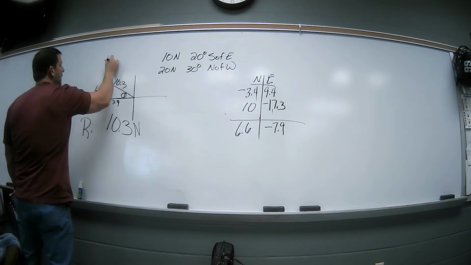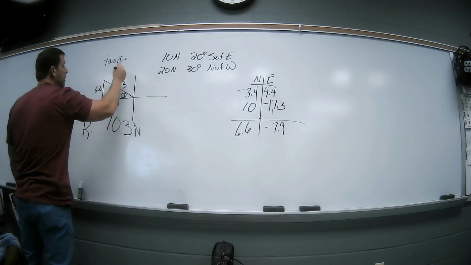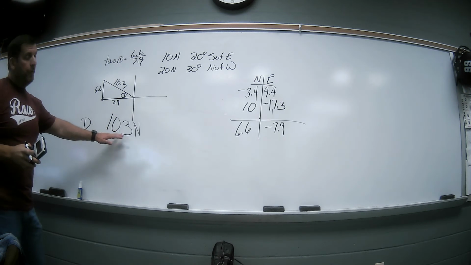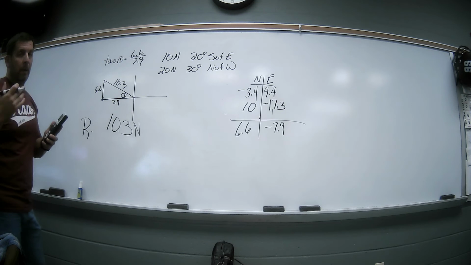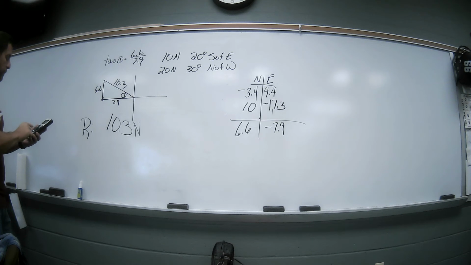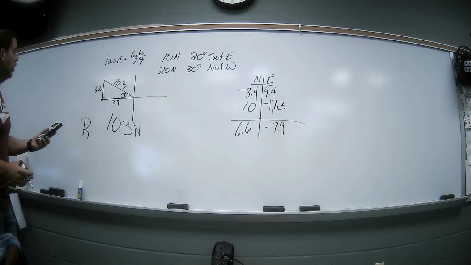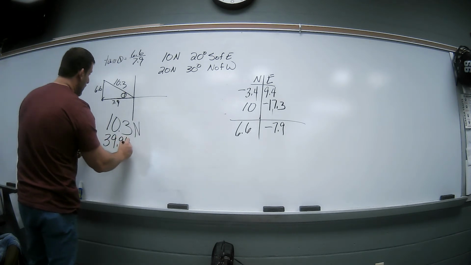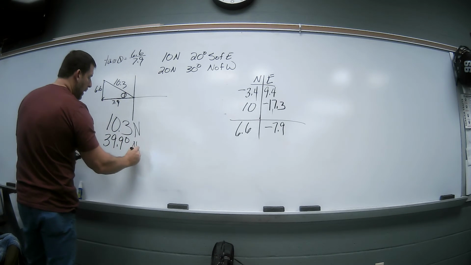Let's see. Tangent of theta is equal to 6.6 over 7.9. Now, you're only halfway done with this answer. If you have this, you only get half credit because vectors require both magnitude and direction, all right? So here's what I'm going to do. I'm going to do inverse tan, second tan, 6.6 divided by 7.9. And what I get is 39.9 degrees. That's north of west.